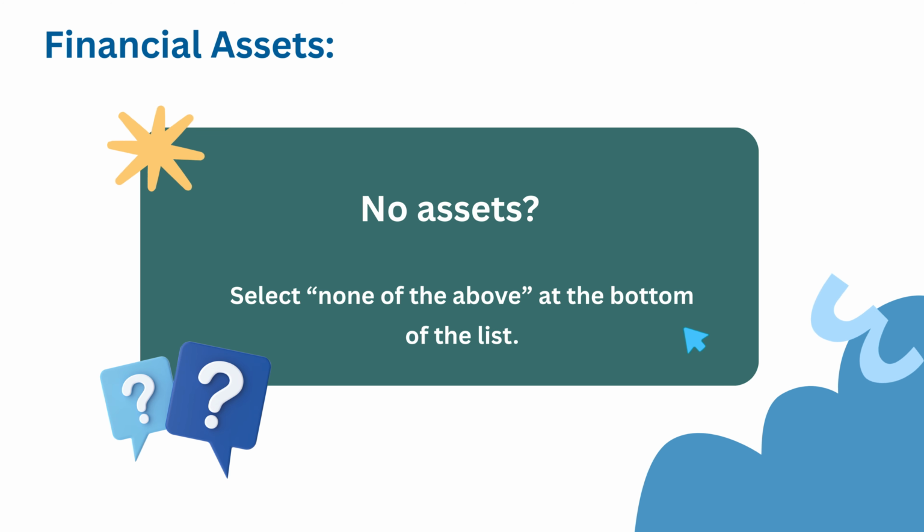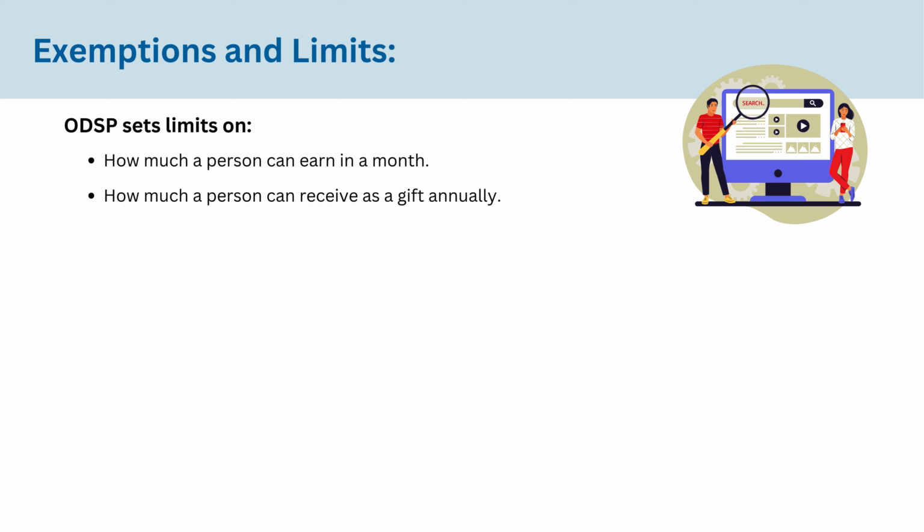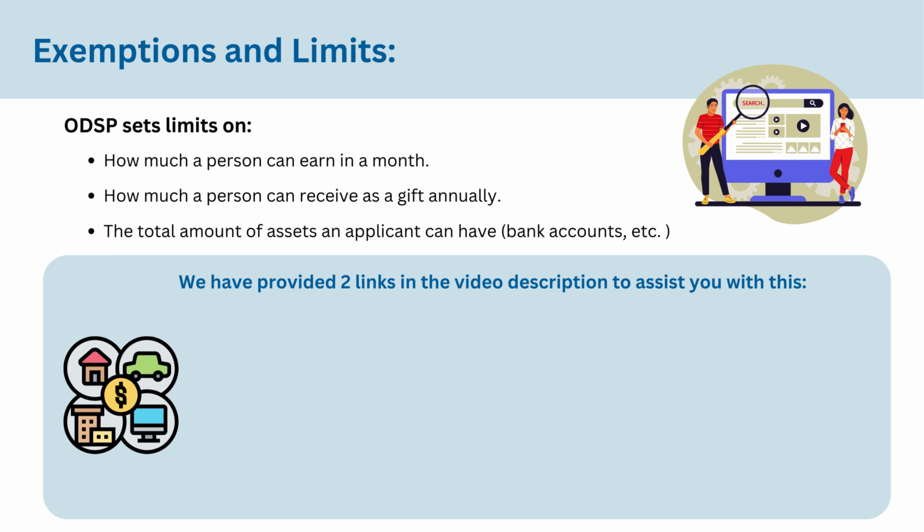If you get to the end of the list and realize that none of the above apply, the applicant does not have any of these assets, then you simply select none of the above at the bottom of the asset list. For earnings and assets, please be aware that ODSP does set limits on how much a person can earn in a month, how much a person can receive as a gift annually, and the total amount of assets an applicant can have.